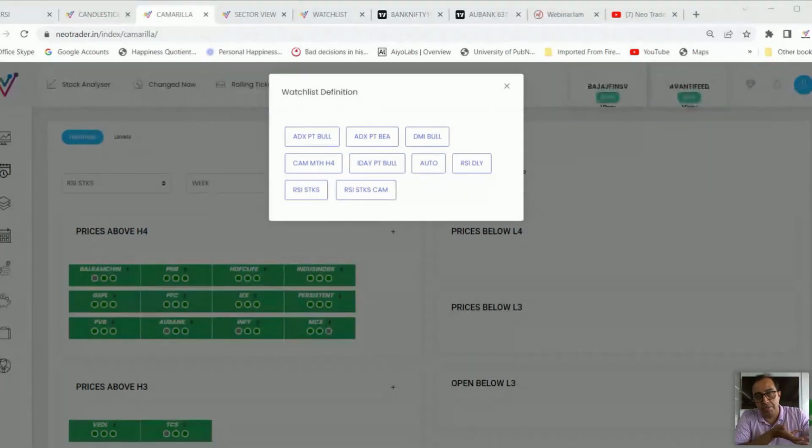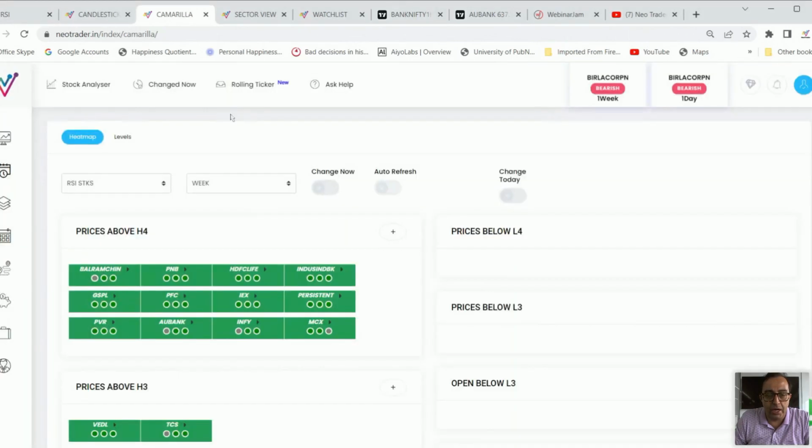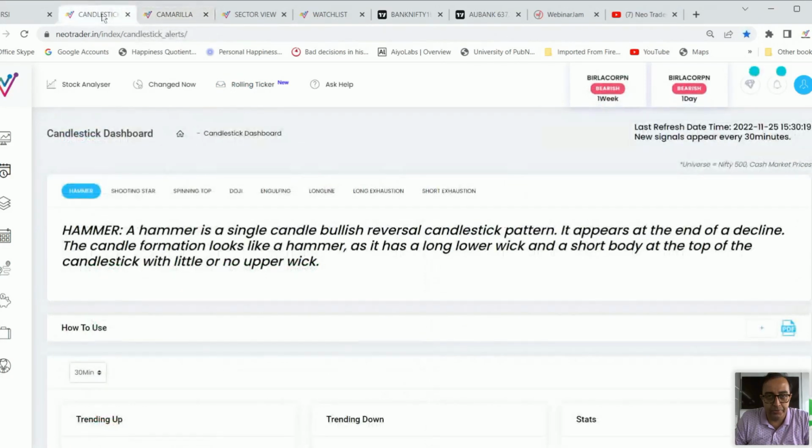So we are starting from momentum and then coming to the stocks which are having some decent price action. Got it? So now what have I done? I have added these stocks into a bucket, and that bucket is called RSI stocks based on Camarilla. Now I am going to go into my candlestick page.